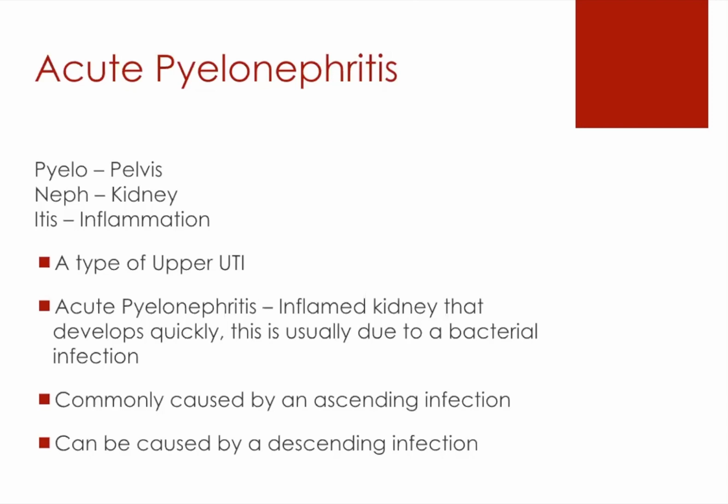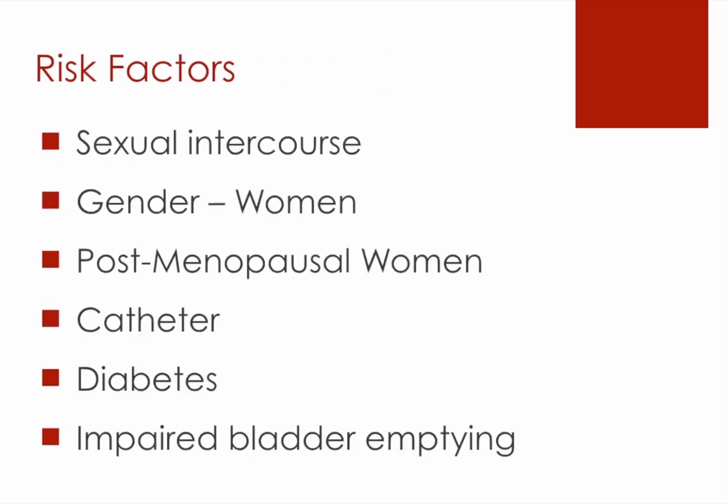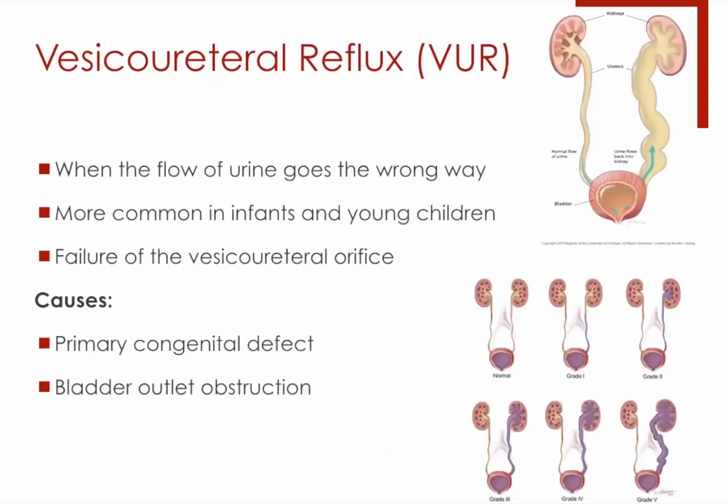And this could be either E. coli or Staphylococcus aureus. But in these cases, you'd have a patient that has these organisms in their blood. It's a very rare circumstance. Risk factors are the same. Sexual intercourse, increased risk if you're a woman, postmenopausal, catheter-associated UTIs, diabetes, and impaired bladder emptying. I won't go through this again.